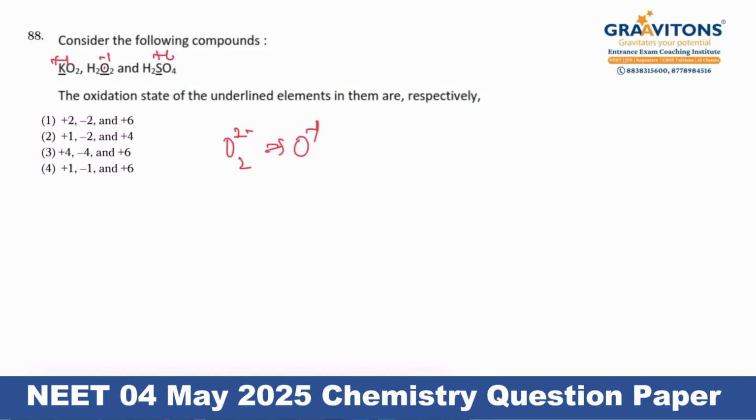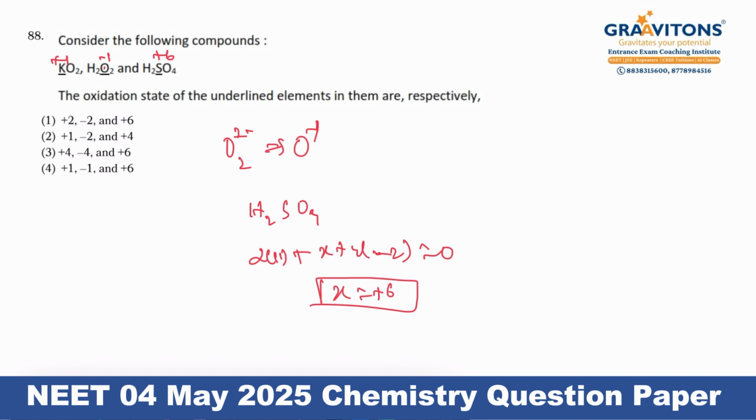What about sulfur? Here we have a plus 6. And you know how to calculate the oxidation state of sulfur, that is 2 into 1 plus x plus 4 into minus 2, that is equal to 0. So when you solve this, you will have x is equal to plus 6. So the correct option is plus 1, minus 1, plus 6, fourth option.